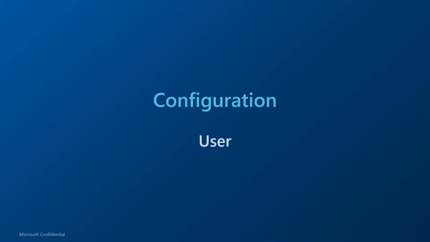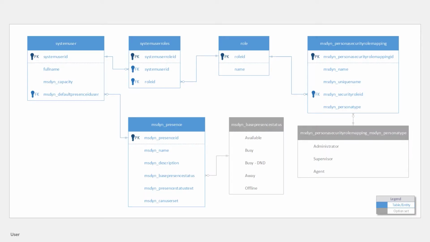Let's begin with how a UR user is modeled. Users are modeled using standard system user entity, and table and row privileges are modeled using system user roles and role entity. There is no deviation over here from the standard modeling of user and table row privileges.